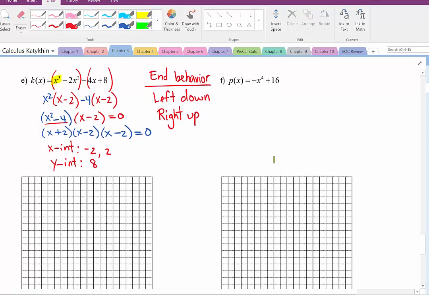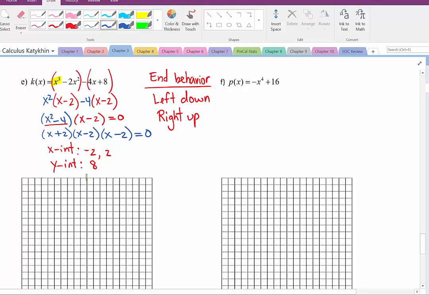Now let's go ahead and graph that. So let's talk about where my points are on the y-axis and the x-axis. Notice that for my x-intercepts, I have a negative 2 and a positive 2, and my y-intercept is a positive 8, so that's 1, 2, 3, 4, 5, 6, 7, 8.